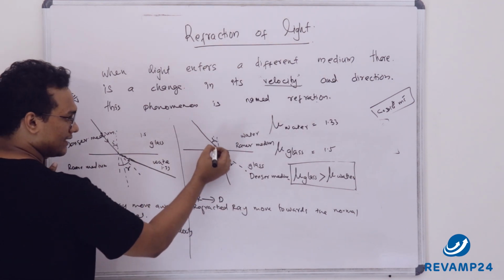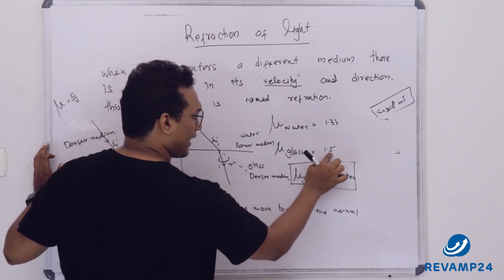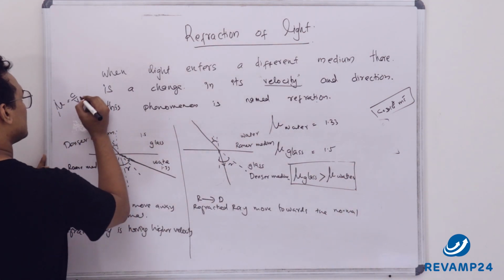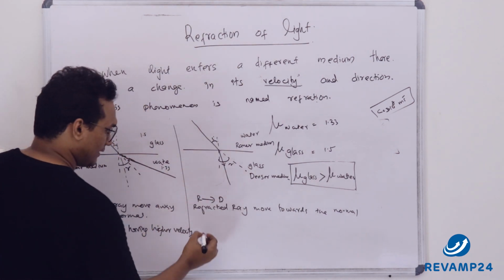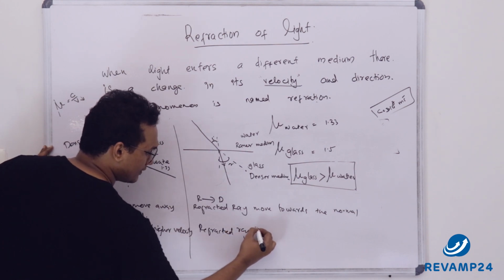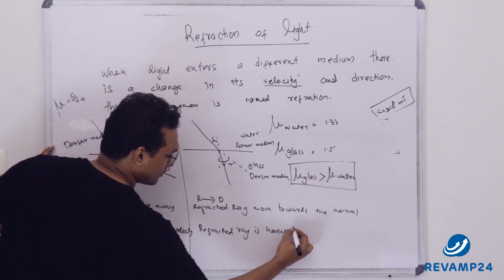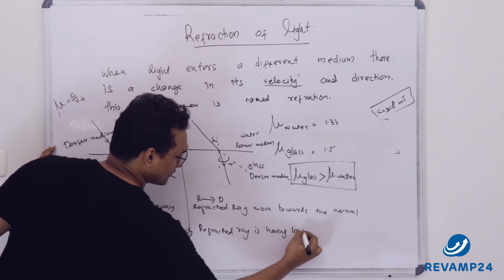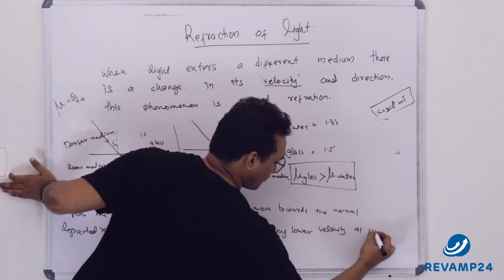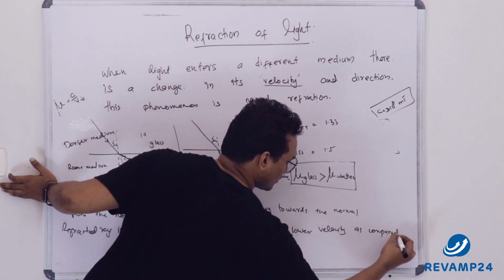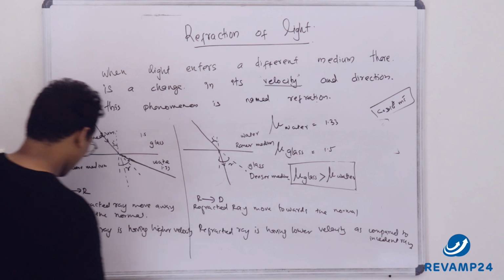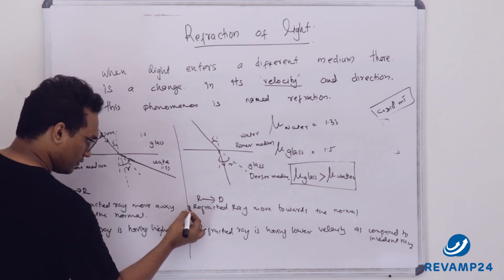Now in this case, see here, glass has higher refractive index, which means when this value becomes higher, this is lower. So I can say that the refracted ray is having lower velocity as compared to the incident ray. So these two are the first point of comparison.